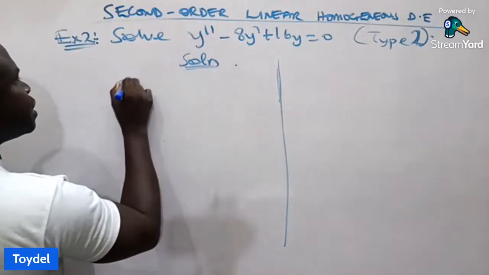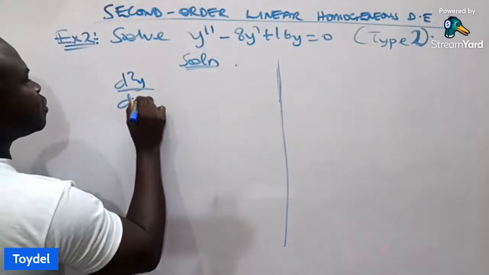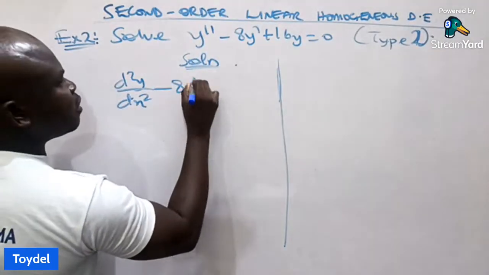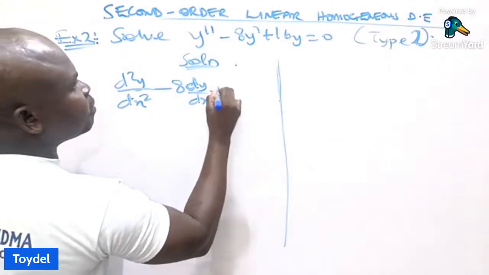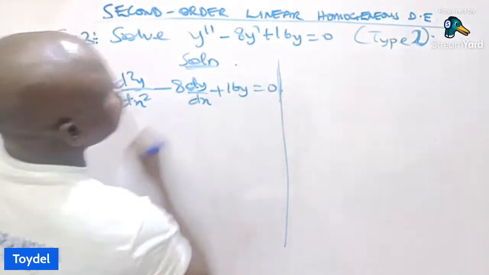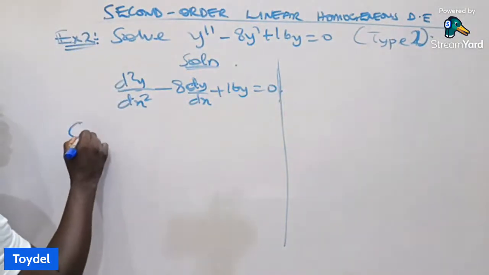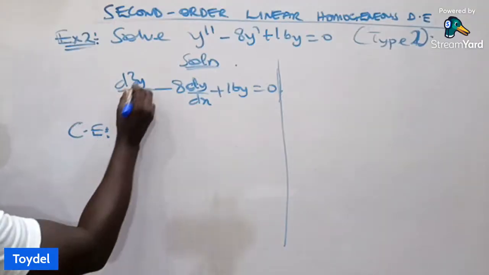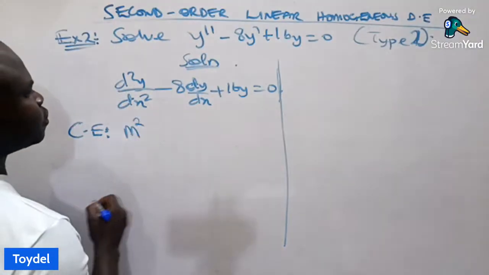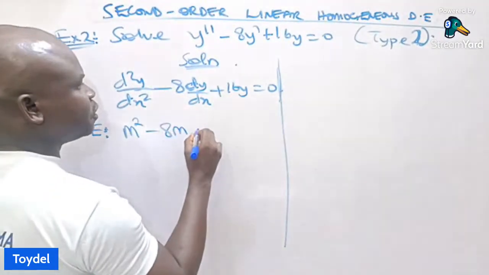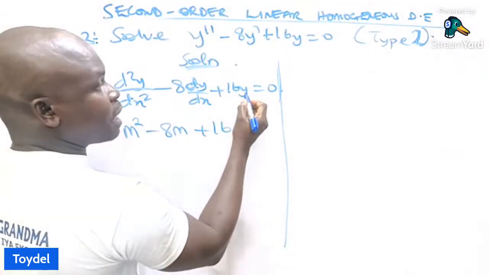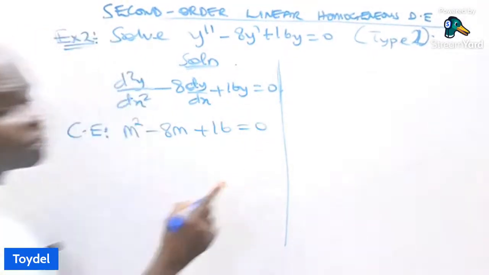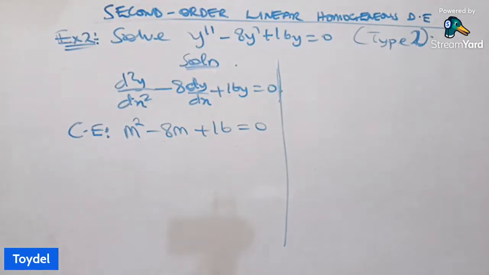So this is the same thing as d squared y over dx squared minus 8 dy/dx plus 16y equals 0. We have to solve this. Of course, the first thing is to generate the characteristic equation. In this case, we have m squared minus 8m plus 16, because y will be m naught, and anything raised to the power 0 is 1. So that's what we are going to have. So we go ahead and solve for the characteristic equation.